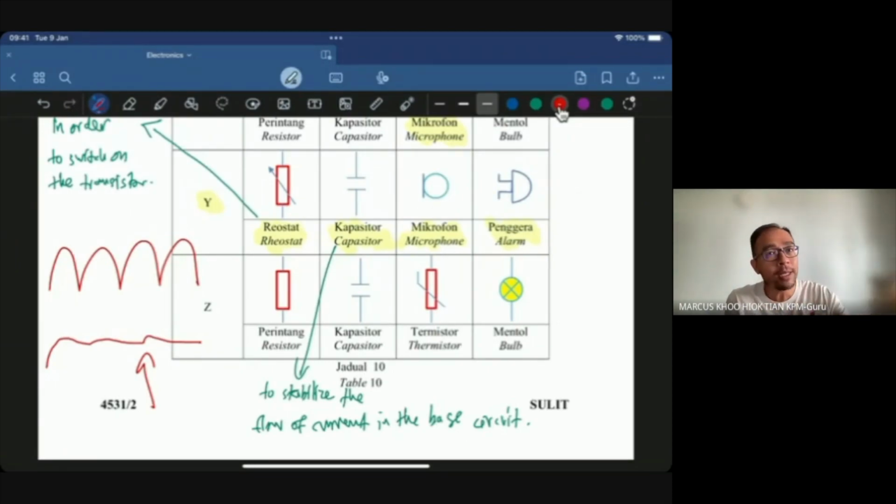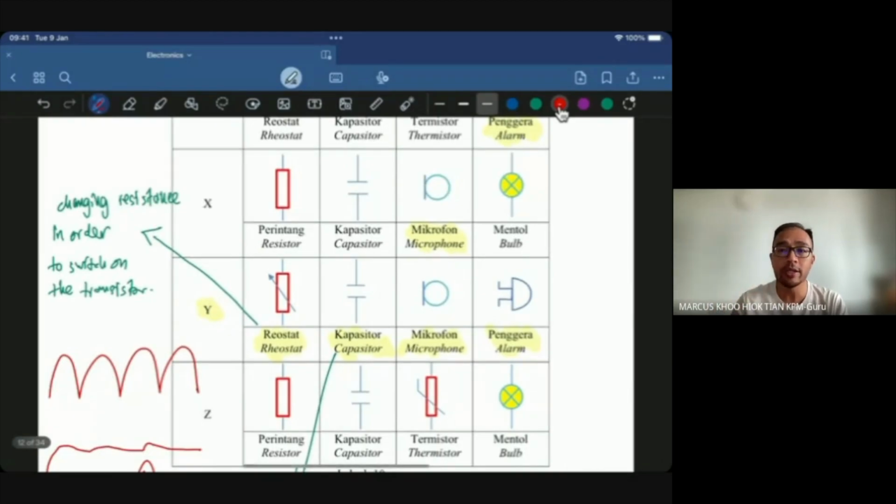Because the baby sound is going to be whatever the sound is, and it's going to be very, very inconsistent, and that's going to kill the transistor, because if there's no capacitor there, the transistor is just absorbing all this changing current. Dia sendiri pun akan jadi marah. So the function of the capacitor is to stabilize the flow of current by storing the charge, so that it only allows a certain amount of current to flow through. And when the current is stable, then your transistor can switch on with ease. The rheostat is to change the resistance.